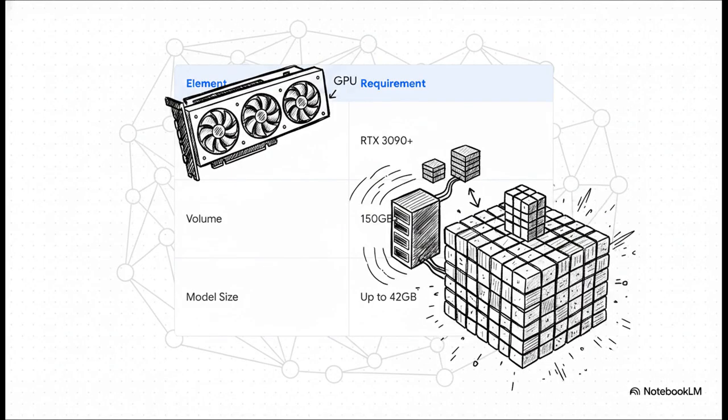Just look at the sheer scale of these requirements. We're talking absolute top-tier desktop graphics cards, like the RTX 3090, 4090, or the upcoming 5090. Plus, you'll need to carve out a network volume of up to 200 gigabytes just to house the environment. I mean, a single full model file can eat up 42 gigabytes of storage. The footprint is just massive.